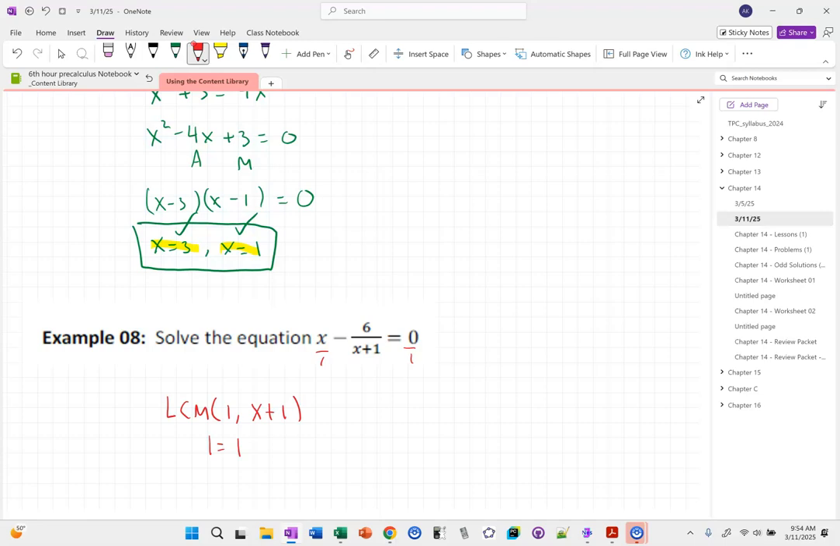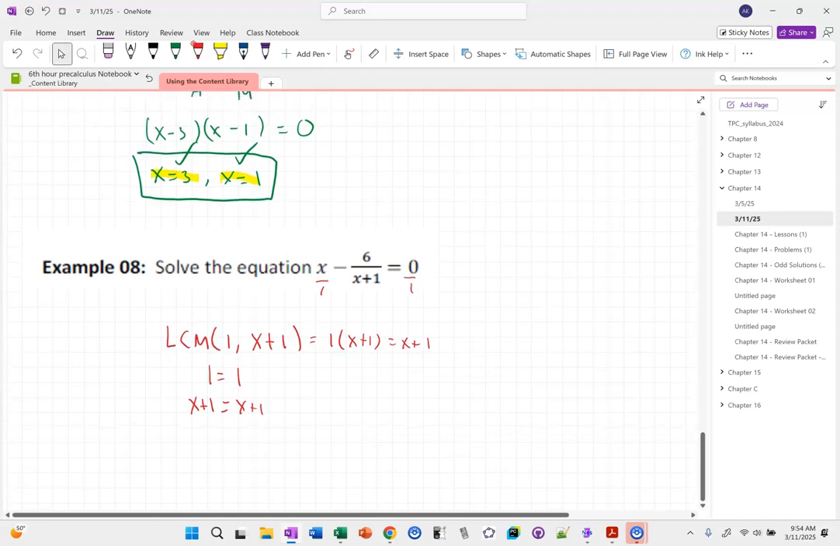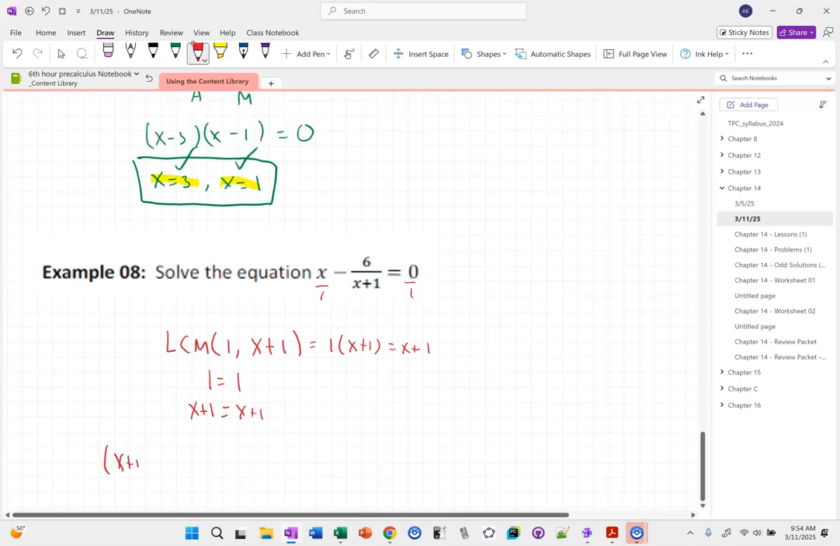The prime factorization of 1 is just 1, no big deal there. The prime factorization of x plus 1, can I factor x plus 1? No, there's nothing to factor with that. So just x plus 1, so my answer is just 1 times x plus 1, or just x plus 1, right? So we'll multiply both sides of our equation by x plus 1.